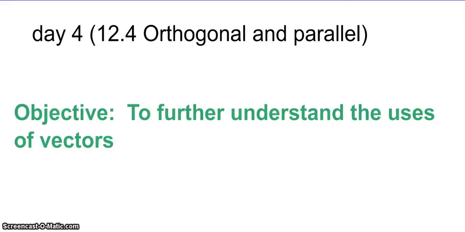Alright, so sticking with section 12.4, today we're going to look at orthogonal and parallel vectors. So remember, this is kind of what I told you to think about at the end of the notes from last night. So we want to further look at some uses for vectors. Specifically, we're going to be looking at how to determine if they are orthogonal or parallel to each other.